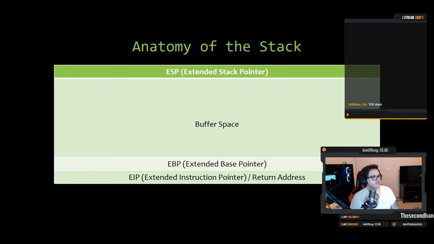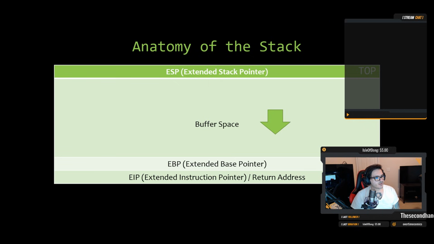So let's talk about the anatomy of the stack. This is all you need to know. There's more registers, there's plenty more information, but when we're talking at a base level, you need to know this. You need to know that there's the ESP, that's the top of your stack, and you've got the EBP, which is your base, or the bottom of your stack. And in the middle there, you've got this stuff called buffer space, which grows downward.